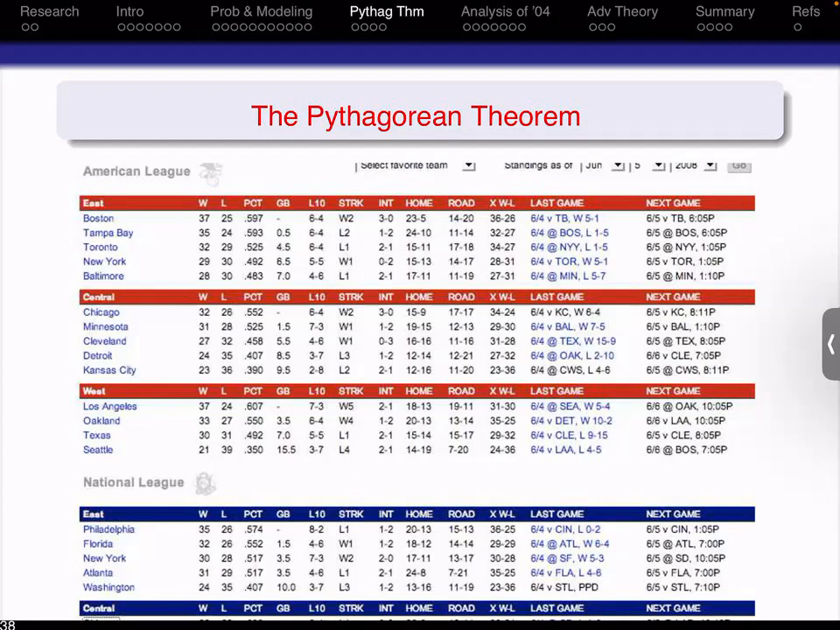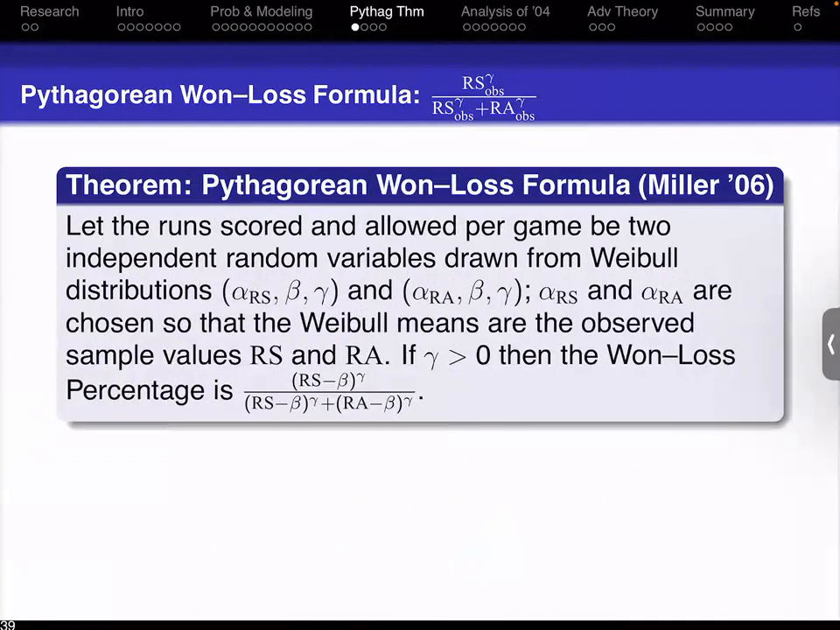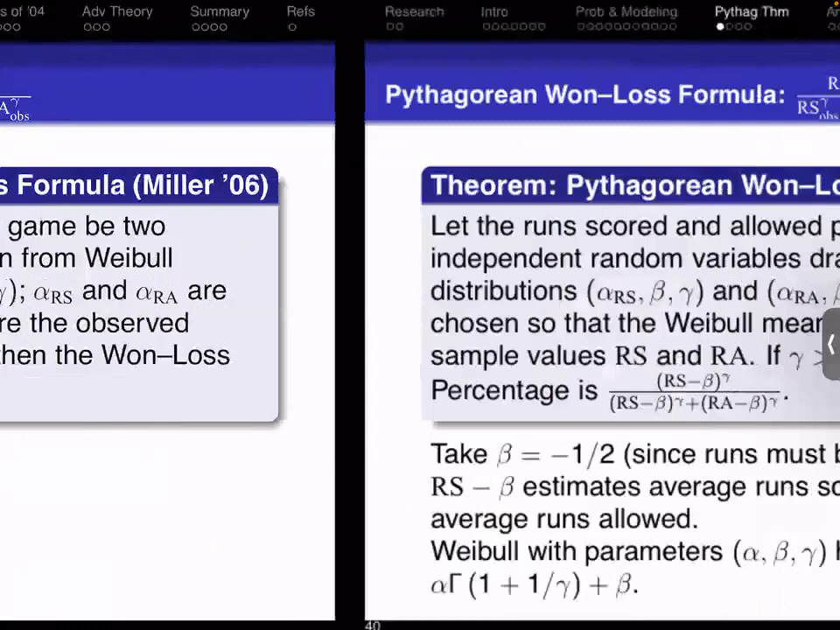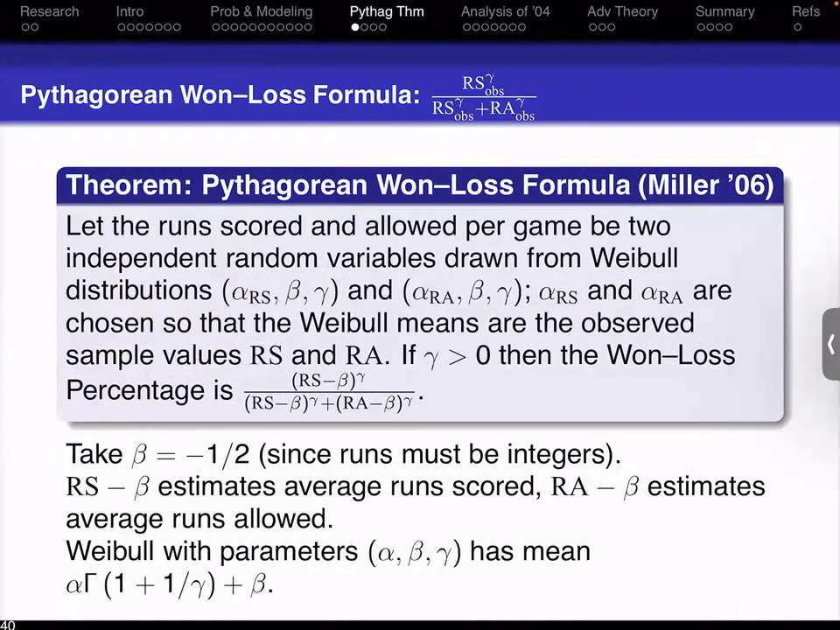Okay, so what I was able to show is that if you assume runs scored and runs allowed are independent random variables drawn from a Weibull, then you get essentially the Pythagorean prediction. The winning percentage is basically (runs scored minus beta) to the gamma over (runs scored minus beta) to the gamma plus (runs allowed minus beta) to the gamma. I'm going to go into the details at a very high, quick level. You can look at the paper to go a little bit more slowly. The key thing is to take beta to be negative 1/2, just put the center off by a little bit.